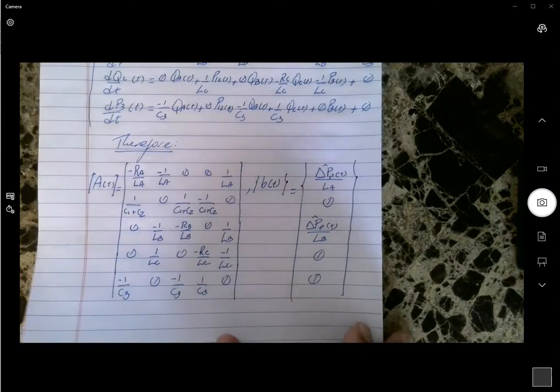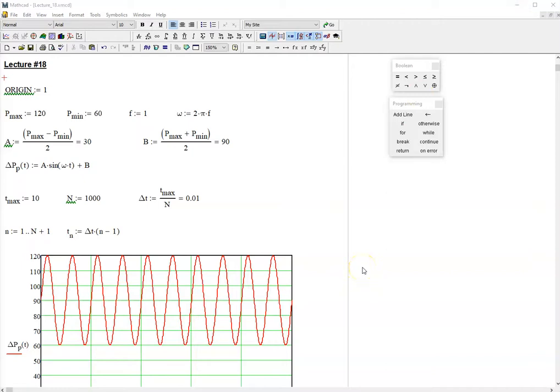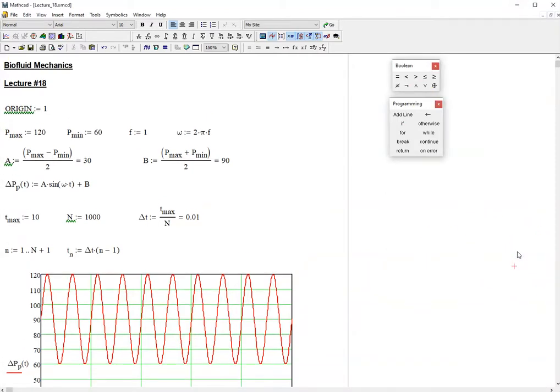All right, so let's go to MathCad. I've already pulled up the lecture here, the MathCad file for lecture number 18. And let's see. Pull these pages aside before I lose them.